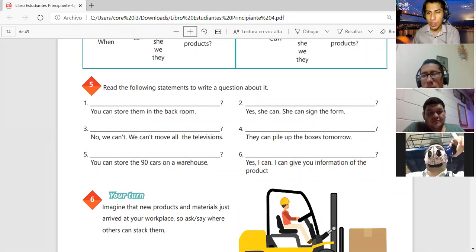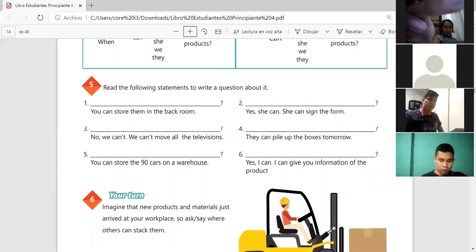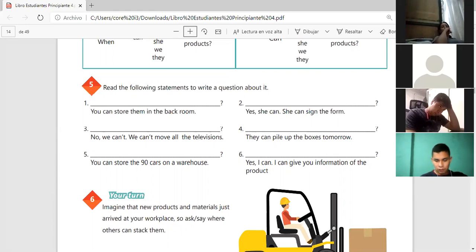Let's see. Kenya, what is the question? Can she sign the form? Oh, sorry, that is number two, is true. The answer says, yes, she can. She can sign the form. Yes, yes, she can. She can sign the form. So you said, can she sign the form? Because the answer is yes. Good. Now number three, Carlos.